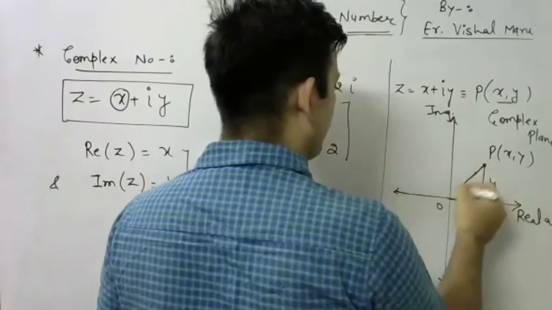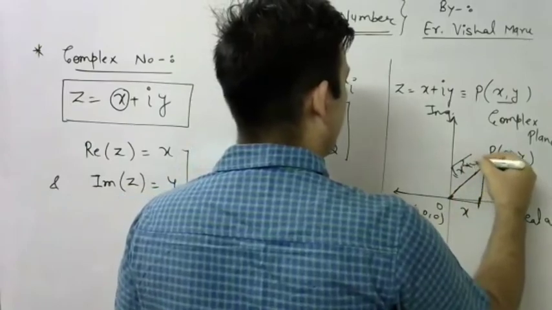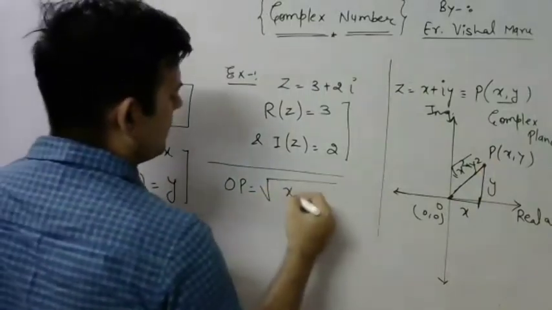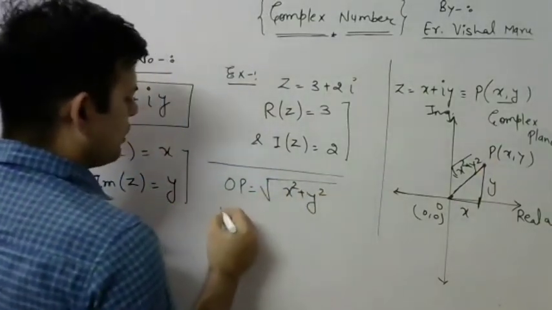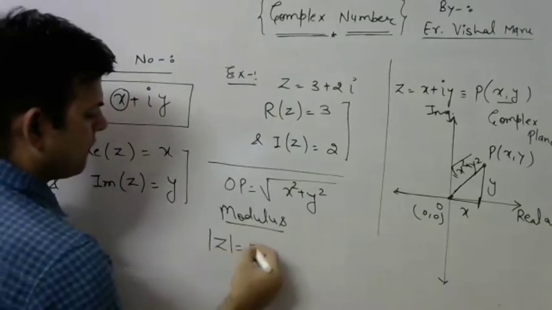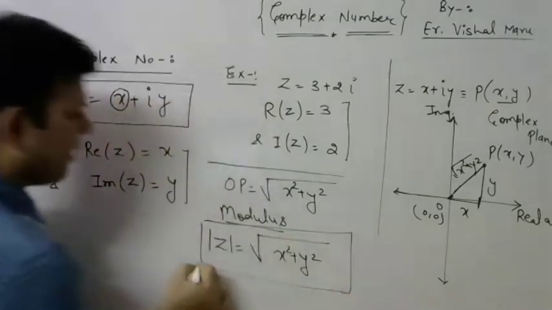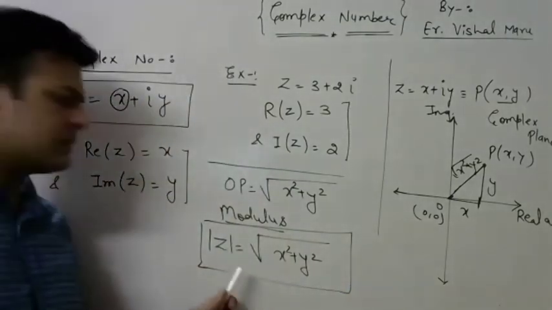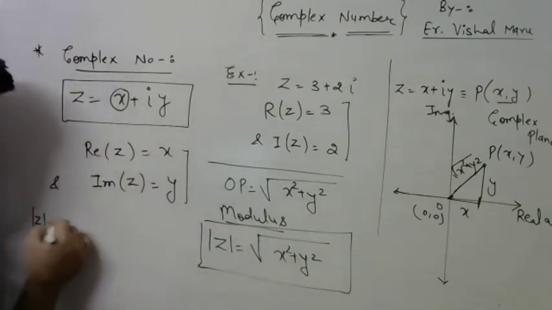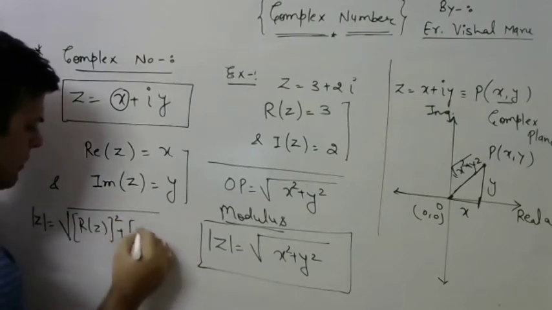So the distance of this point from the origin will be root of x square plus y square. This OP, which is equal to root of x square plus y square, is called its modulus. That is, the modulus of a complex number z is given by root of x square plus y square. So we can say that mod of z is equal to root of the real part of z square plus the imaginary part of z square.